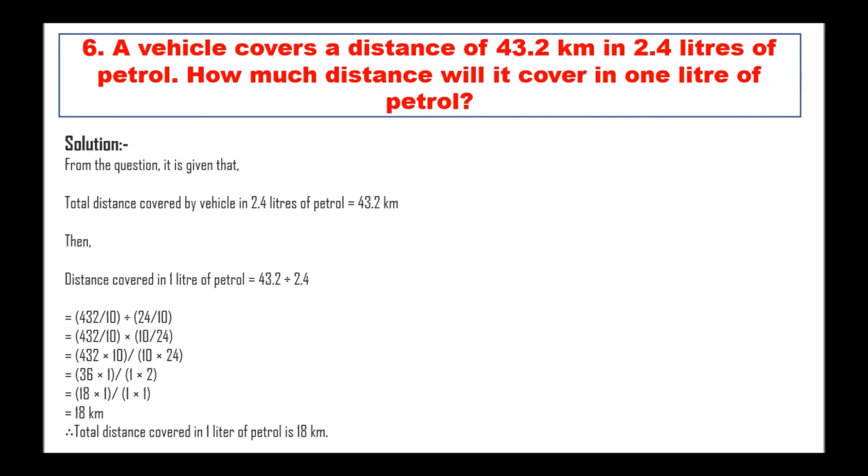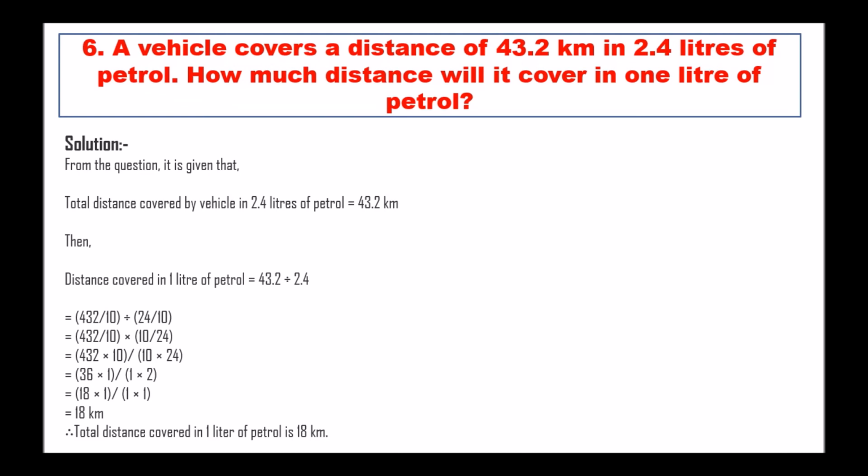Next question is, a vehicle covers a distance of 43.2 km in 2.4 liters of petrol. How much distance will it cover in 1 liter of petrol? So from the question we find the total distance covered by the vehicle in 2.4 liters of petrol is 43.2 km. Now the distance covered in 1 liter of petrol equals 43.2 divided by 2.4.